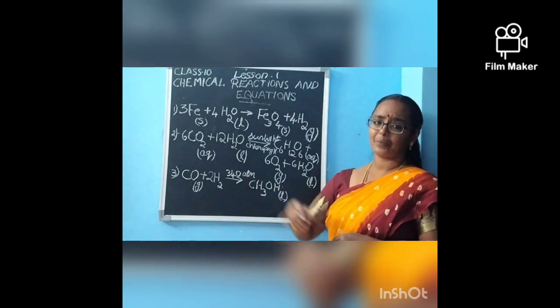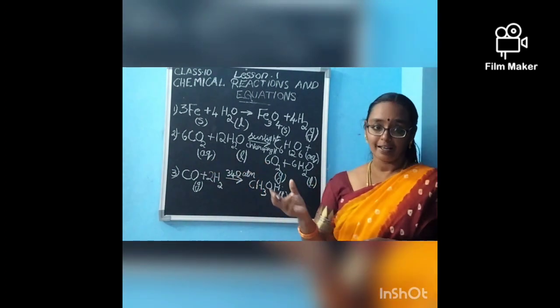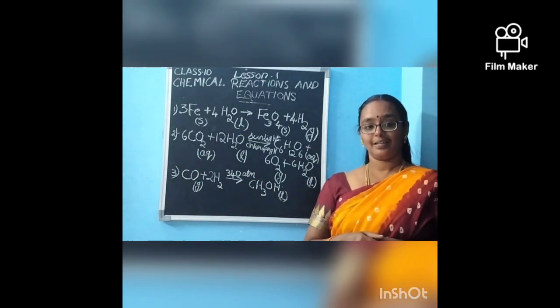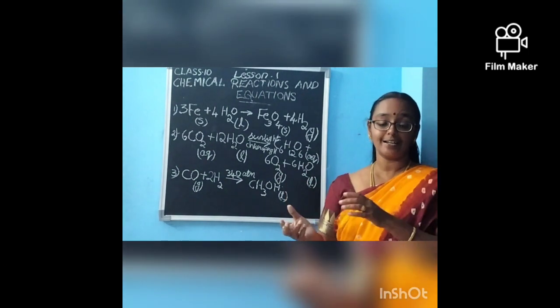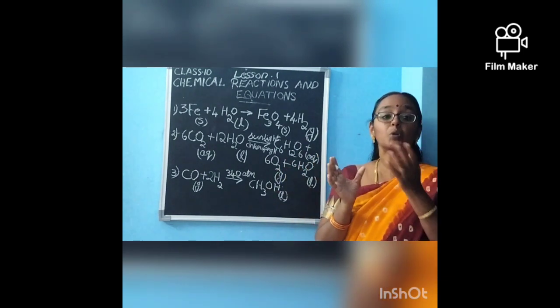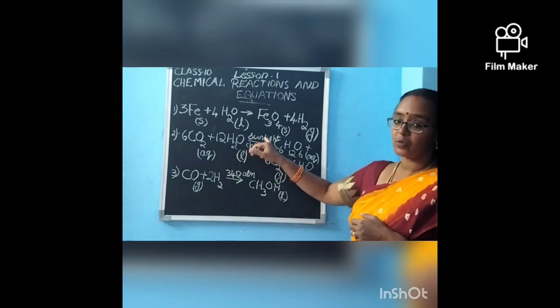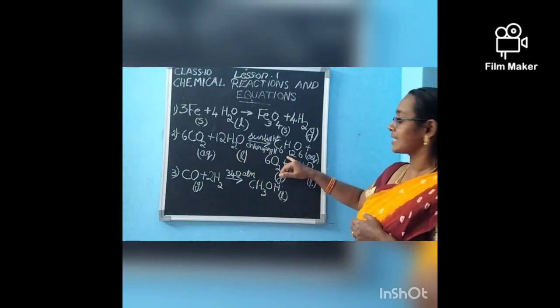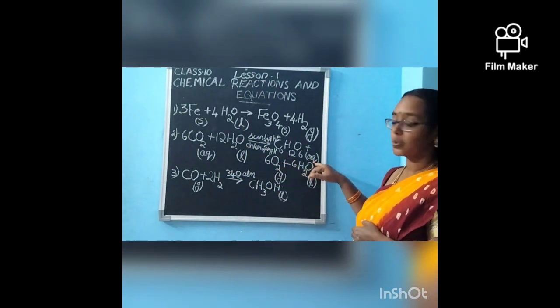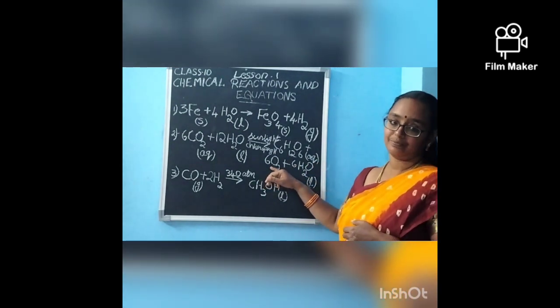What is the meaning of this aqueous? Aqueous means solution in water. They are taking it not as a gas, but in the aqueous medium, which means it will be in the form of solution mixed with water. Okay, dears. Then, in the presence of sunlight and chlorophyll, we are getting C6H12O6. That is also in the aqueous form. Then, along with that, oxygen as well as water. Okay, dears.